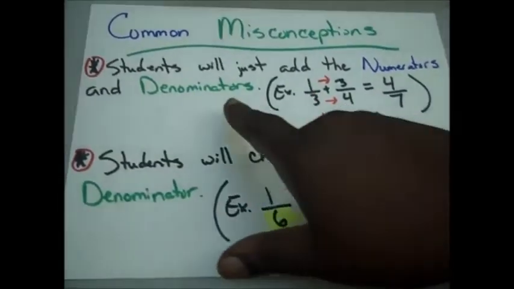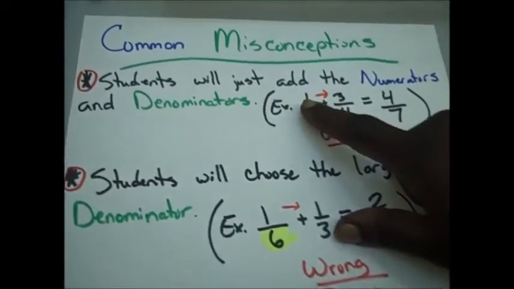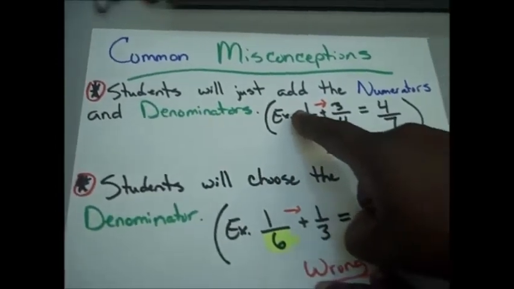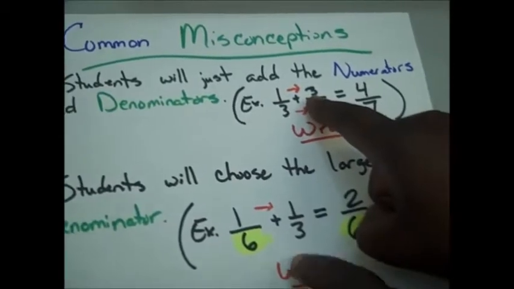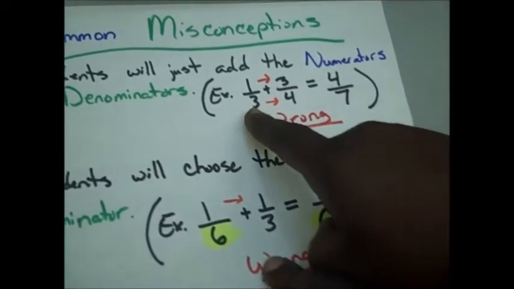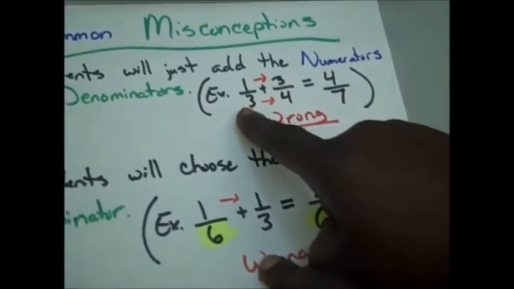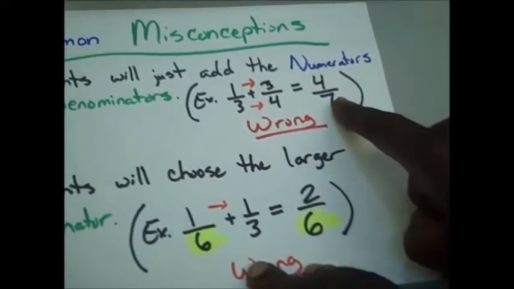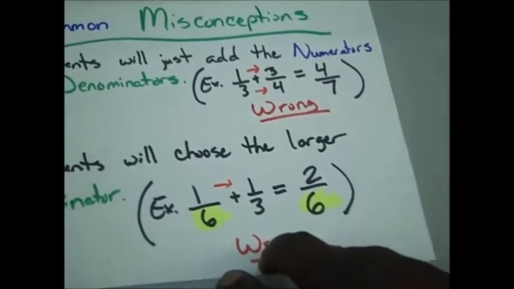So you look at the first misconception. The numerator is our top number, 1 plus 3. They'll just add those and get 4. Then they'll go down to the denominator, which is the bottom number, 3 plus 4, and they'll get 7. Okay, and they'll pick that answer during the test.